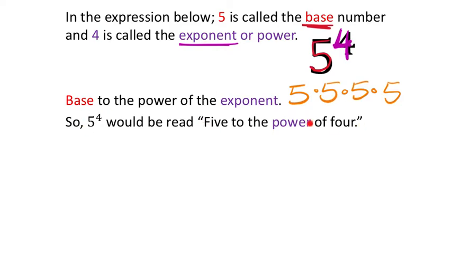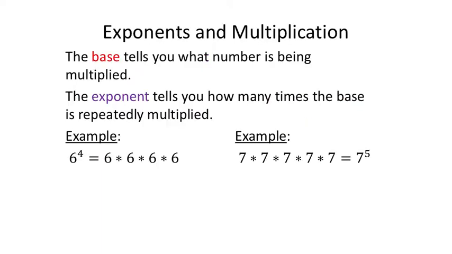Of course, we don't write it out in words like this because that would be more writing than we want to do, at least as math people. So we now just write it like this, 5 to the power of 4. It reads exactly the same as writing the words. So again, the base tells you what number is being repeatedly multiplied, and the exponent tells you how many times the base is being repeatedly multiplied.